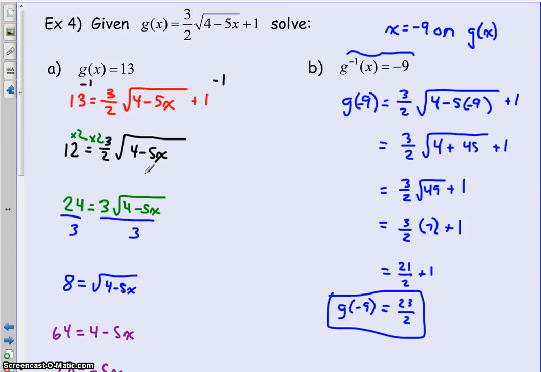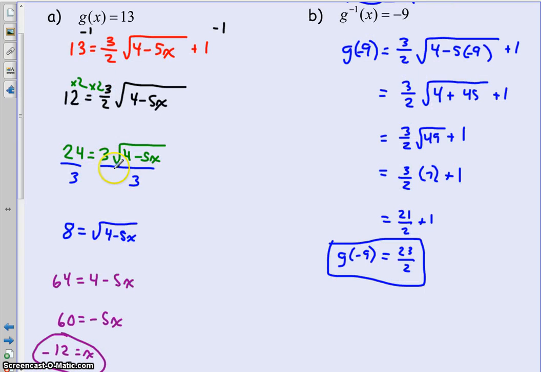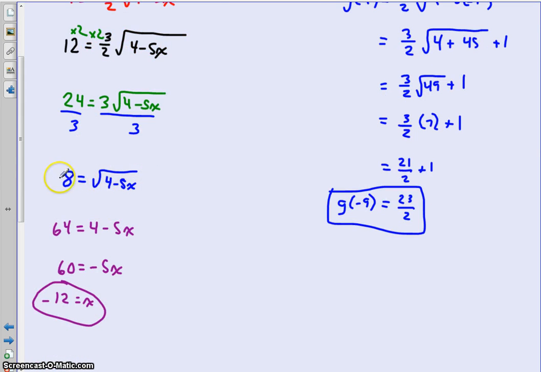Now with A, remember that when it says g of x equals 13, that really means y equals 13, and you're trying to solve for the x value that makes that true. So I set y equal to 13 and went through a little bit of algebra to solve. I subtracted 1 from both sides of the equation first to get 12, then multiplied by 2 to get rid of that denominator of 2, divided by 3 to isolate the square root, and then I squared both sides to get rid of the square root. That left me with 64 equals 4 minus 5x, which I finished solving to get x equals negative 12.